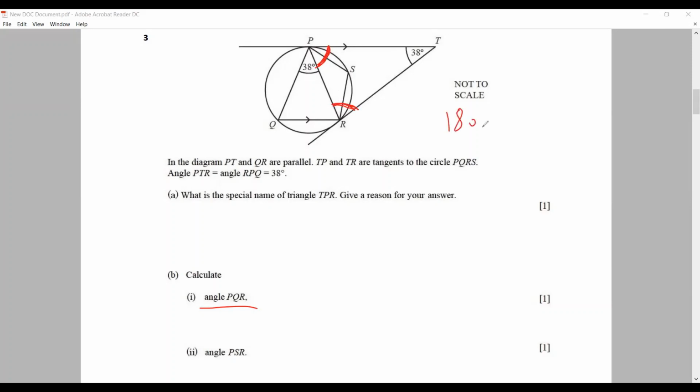All I have to do is just subtract 38 from 180 and then divide it by 2. I get 71. So each of these angles is 71.